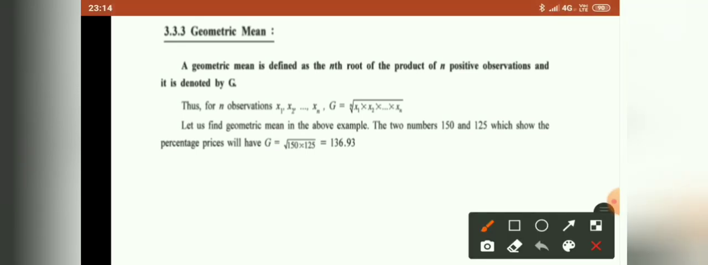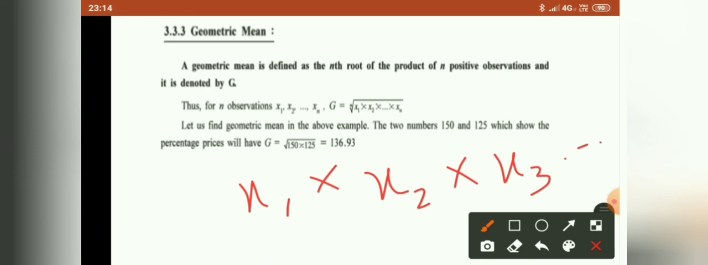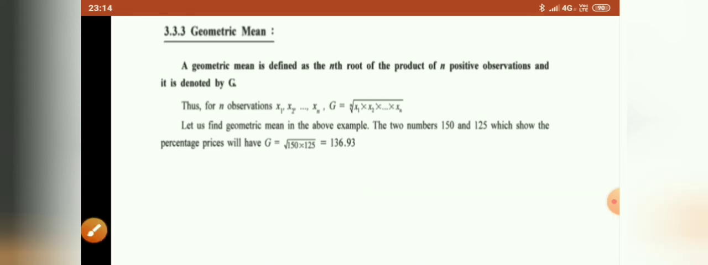Now we will see the last type of mean, that is geometric mean. The geometric mean is defined as the nth root. Here we have to use the root sign. So it is the nth root of the product of n positive observations. So we have to multiply all the observations, that is x1 into x2 into x3 and so on, and keep this in the root. It is denoted by G, as it is the geometric mean.